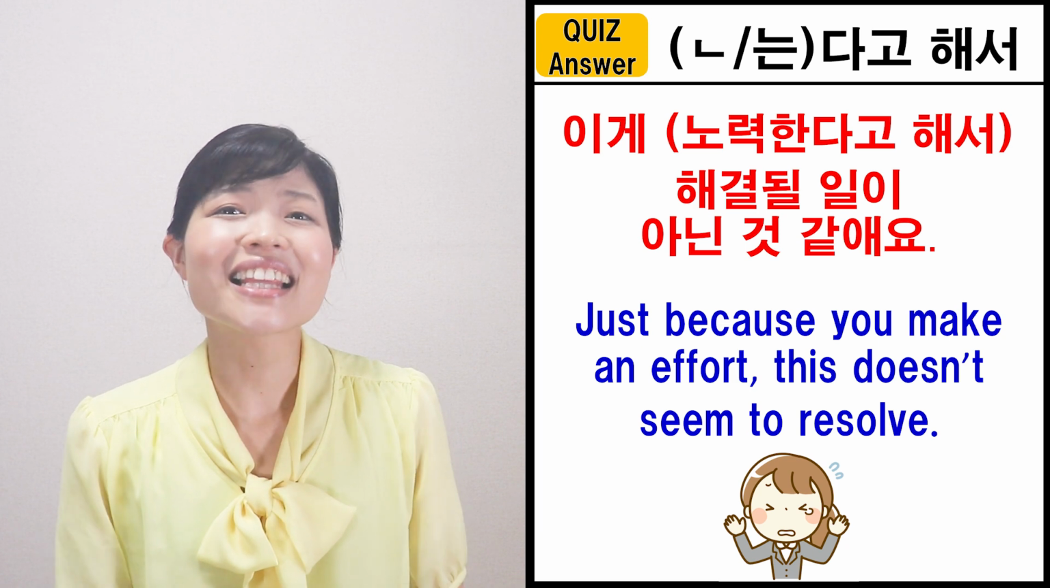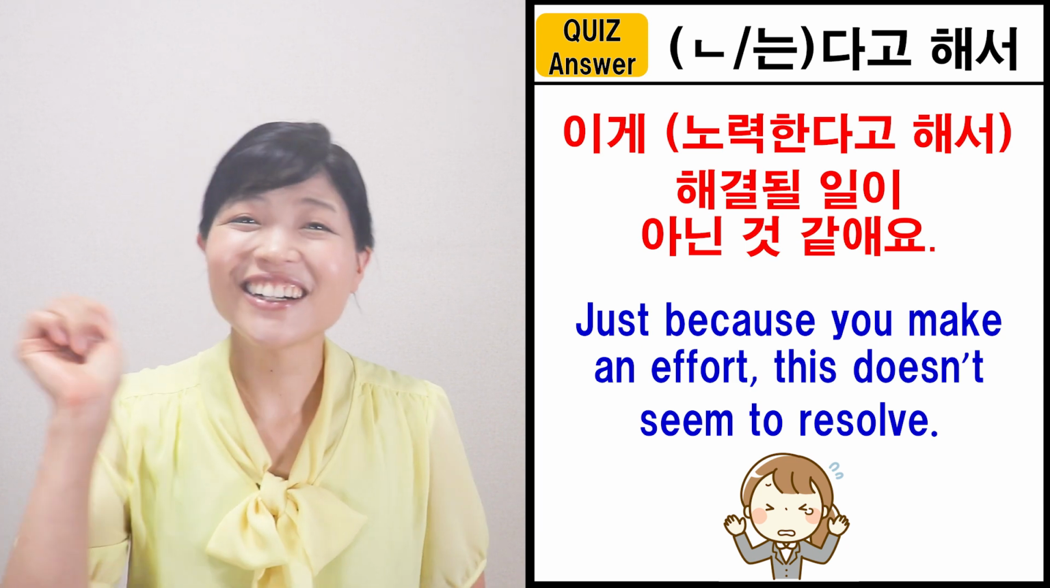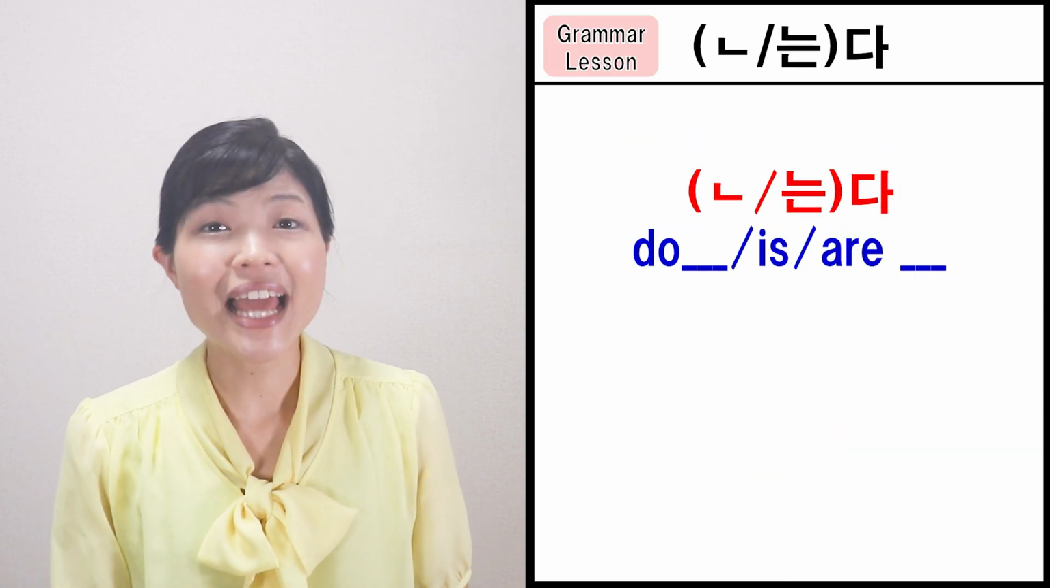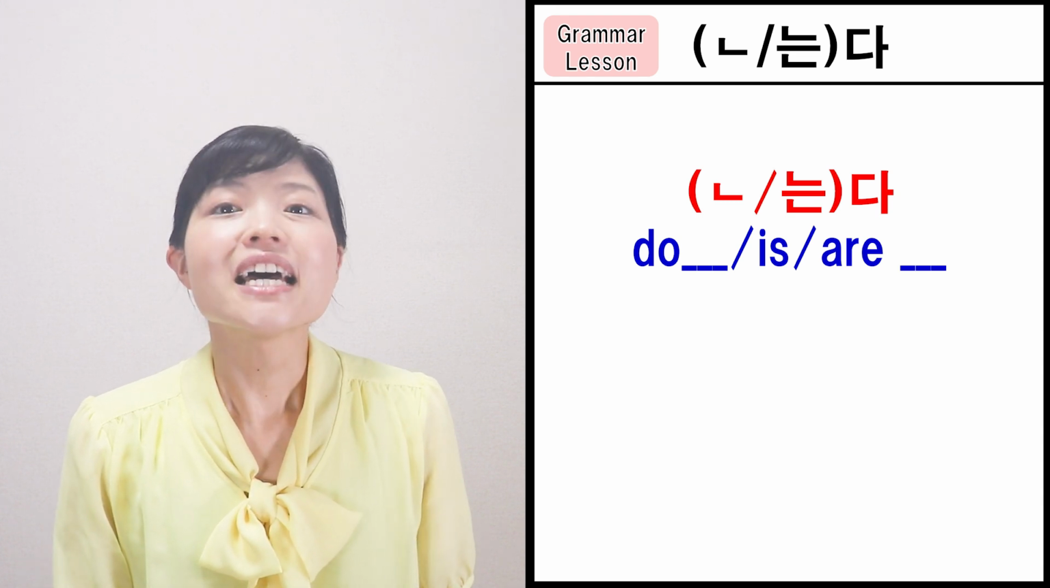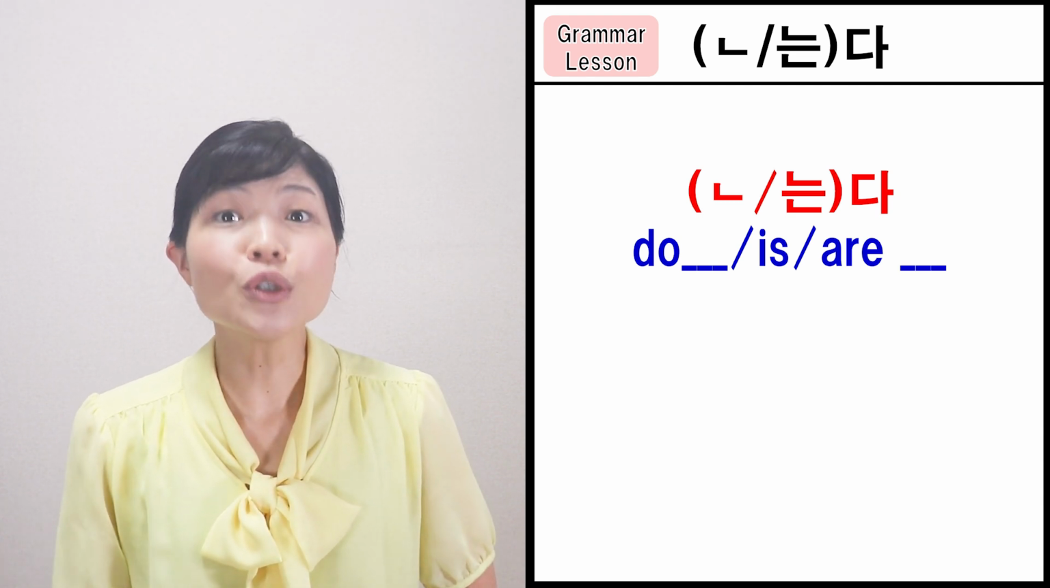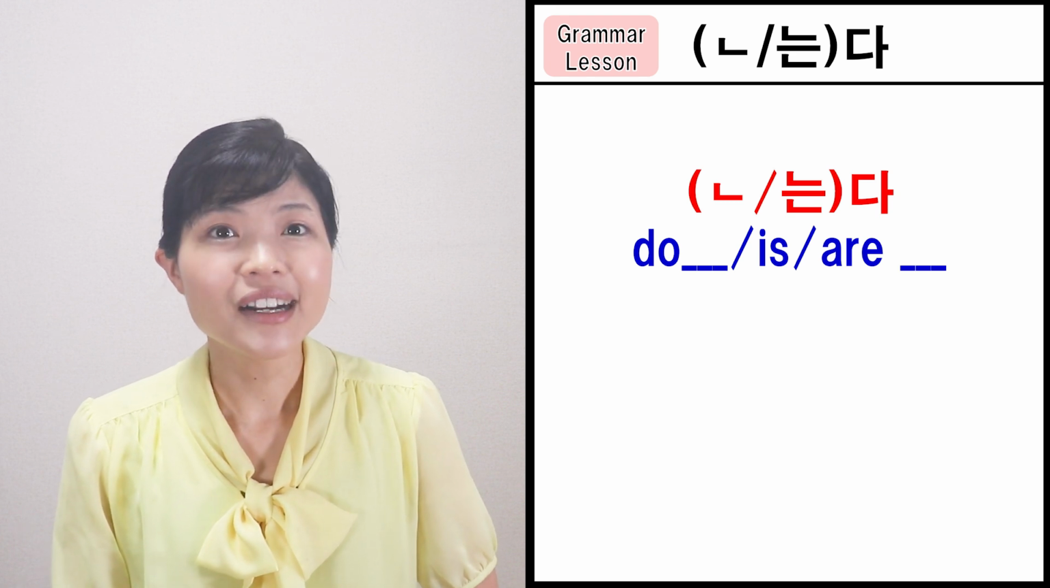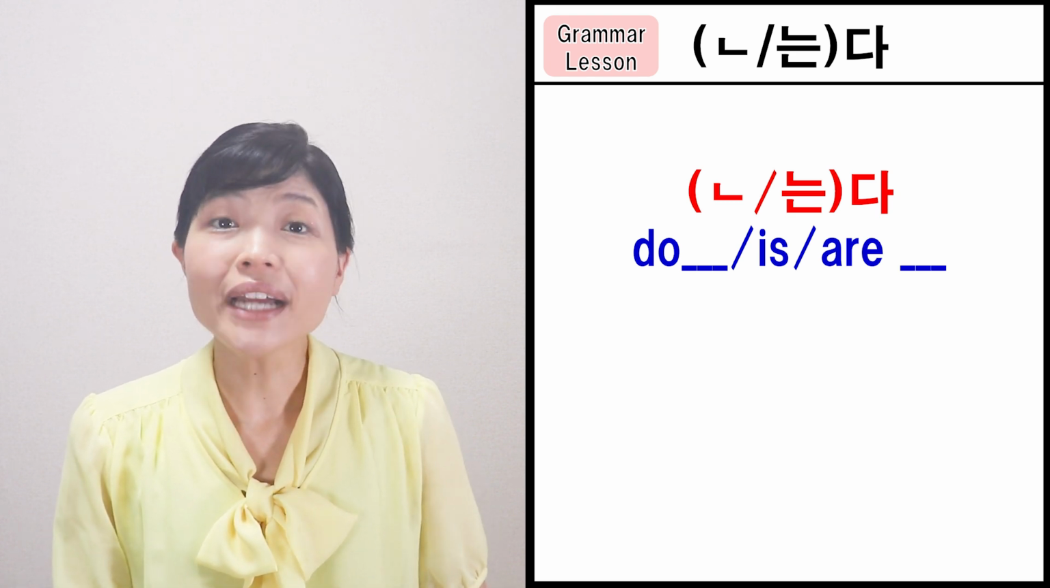Try to imagine that you are persuading someone. Okay? Let's move on to the next grammar. The phrase 니은, 는다 means do or is or are. The meaning itself is quite simple.